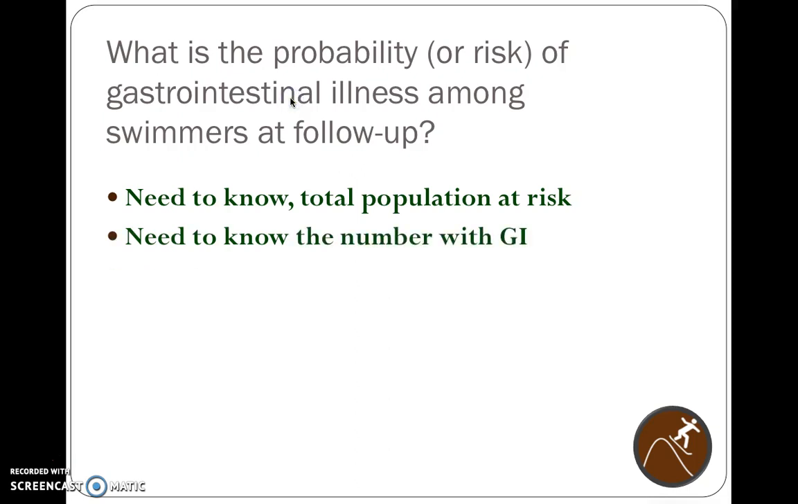So we need to know the number of people who were at the beach who actually had the GI illness. So if we know GI illness divided by the total population at risk, we can get the risk of gastrointestinal illness at follow-up. So there's our formula for risk or probability of GI illness: GI illness over the total sample population.